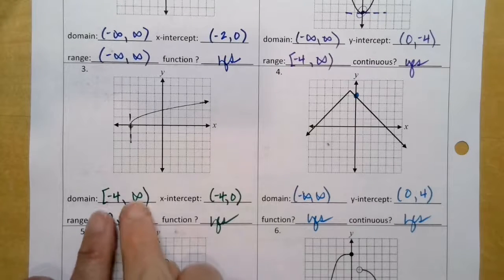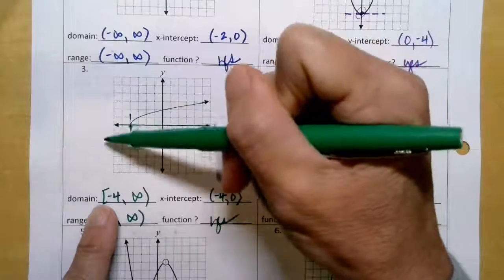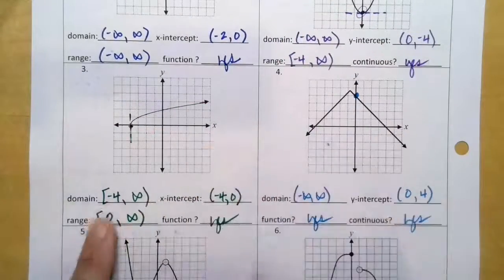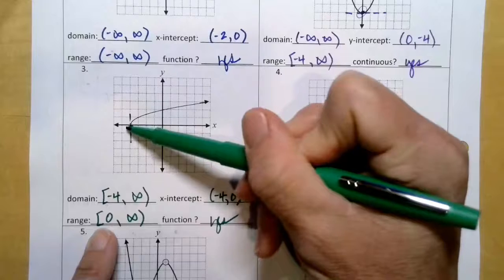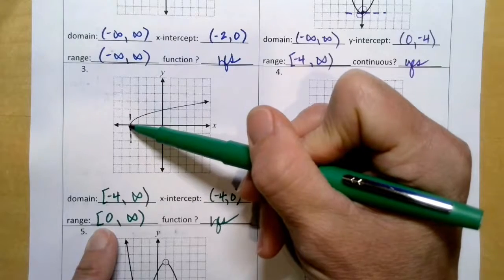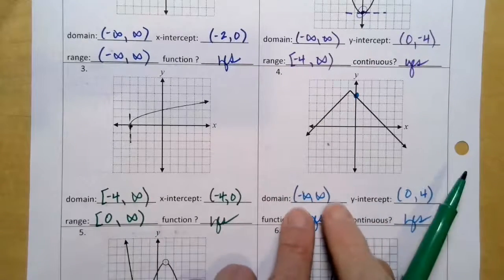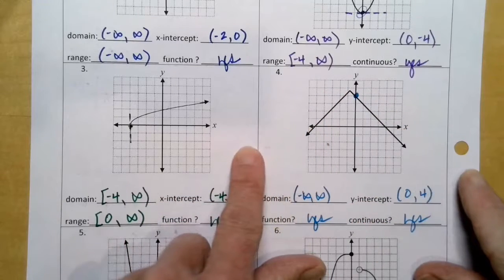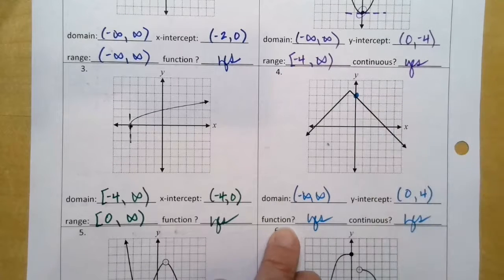How did you do? Our domain is all these possible x values, but notice there's no x's on this side of this dotted line. So everything from -4 on up is an option. My range, no part of the graph is down below here, so everything that can come out is going to be from 0 on up. Our x-intercept, of course, it's a function. Here, again, our domain, all these positive and negative x's could go in, and then our y-intercept is going to be over 0 up 4. Is it a function? Is it continuous?